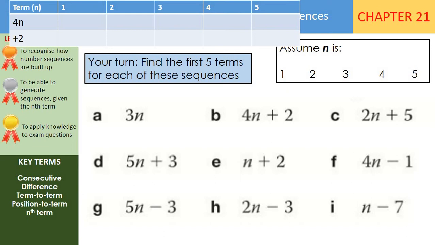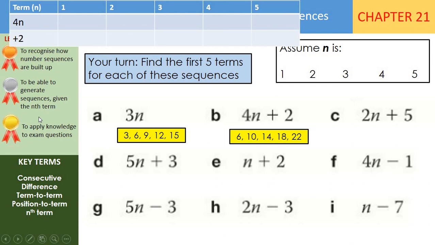Right, brilliant. If you can make sure you mark in your lovely Manchester United red pen as we go through these. So 3n first. What are the first 5 terms? Well, it's 3, 6, 9, 12 and 15. Because remember, n is 1, 3 times 1 is 3, then it's 2, 3 times 2 is 6, then it's 3, 3 times 3 is 9, 4, 3 times 4 is 12, and 5, 3 times 5 is 15.